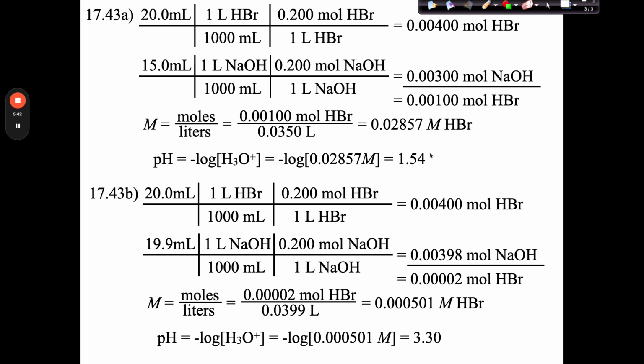But thinking about indicators, the equivalence point isn't necessarily where the indicator changes color. What do we call the place where the indicator changes color? The end point. That's the term you need to know. It's called the end point because that's where you end the titration.